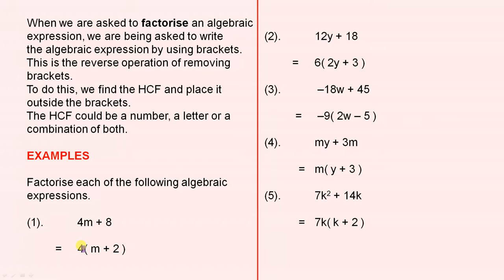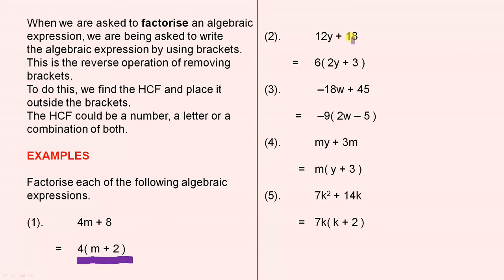So we put the 4 there, and then inside the brackets we have to see what we need to write, because when we do the multiplication we end up with that expression there. We can see that the only way we're going to get 4m is to have m here, because 4 times m is 4m. So that must be m. The only way we can get 8 there, 4 2s are 8. So we have just factorised this algebraic expression.